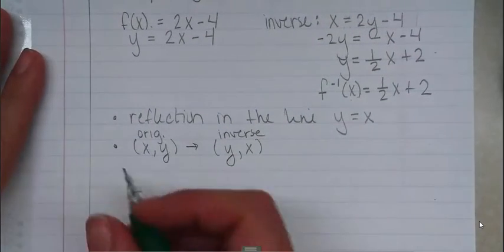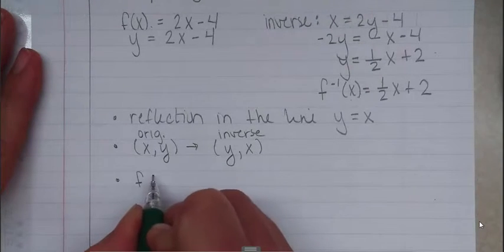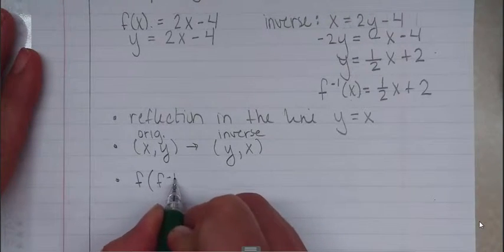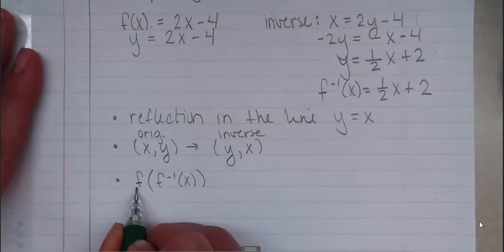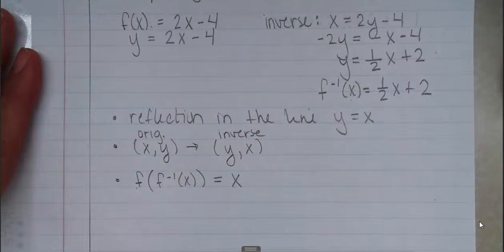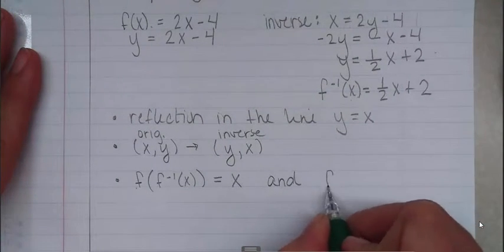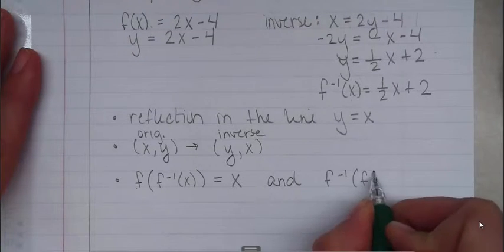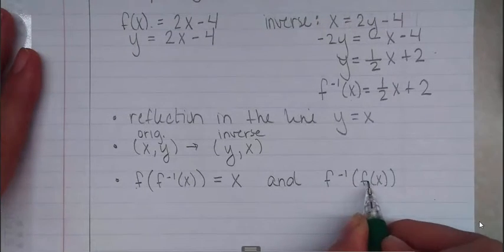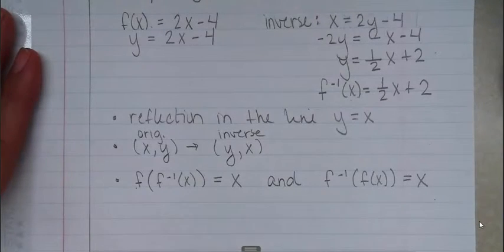The last thing I'm going to cover, to refresh your memory, is that if I take that inverse function and plug it into the original function f, I'm going to get x out. And also, if I take the original function f of x and plug it into the inverse function, I'm also going to get x out. I'm going to use the example we did up here and show you that they truly are inverses of each other.